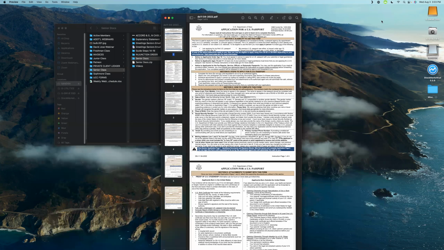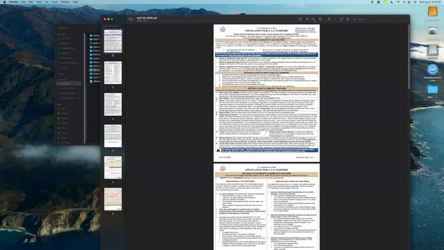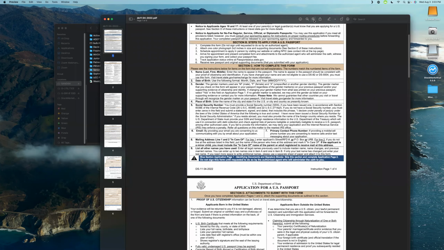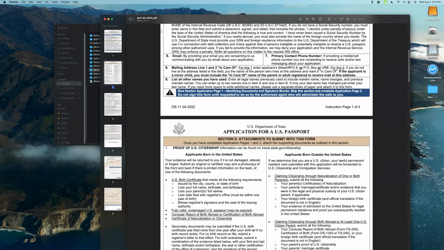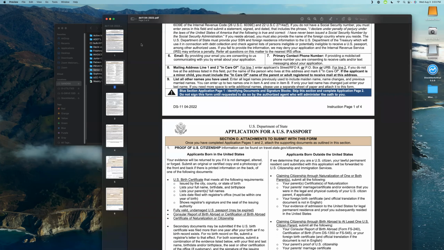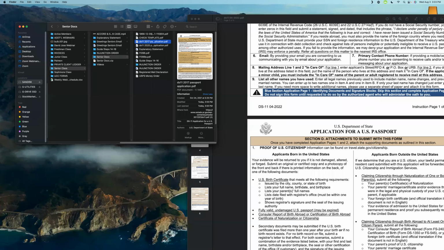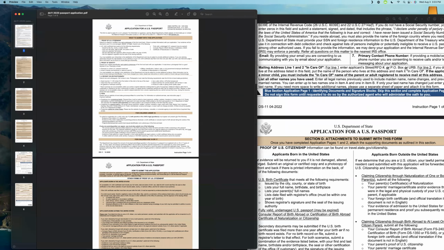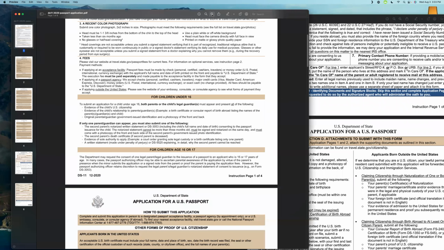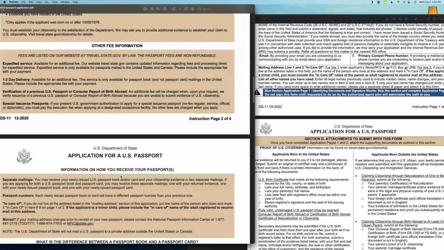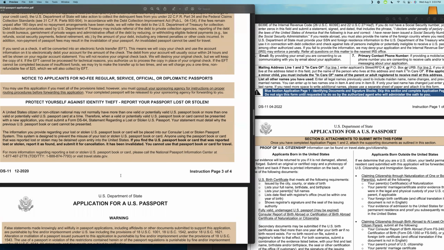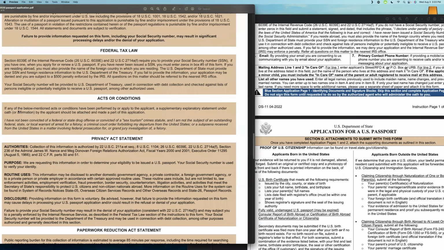Remember, the older form says that you have to line it out and provide an explanatory statement. This one is a 2022 version, but I assure you they also have a 2020 version. Here's the 2020, and we will compare side by side. Let's go down on the 2020, the acts and conditions section right here. Now look at it.